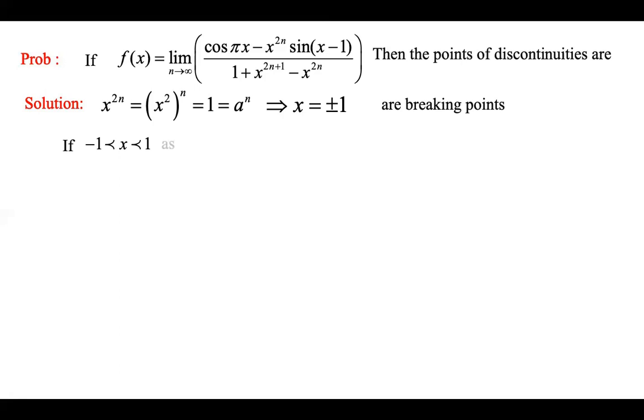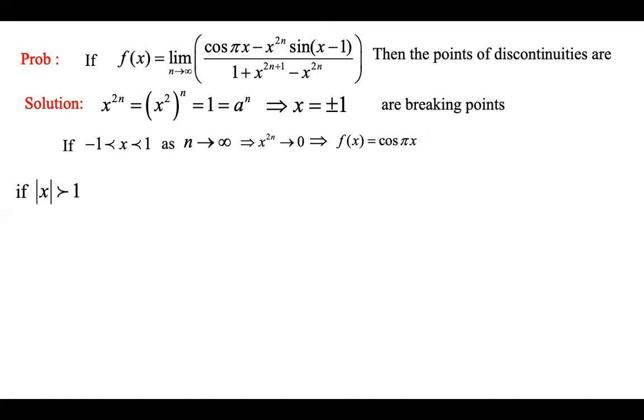When x is in between -1 to +1, as n tends to infinity, x square will be from 0 to 1, and its power x to the power 2n will tend to 0. Therefore, my f of x: you substitute x to the power 2n equal to 0 in the problem. In the numerator, cos πx minus x to the power 2n, that part is 0, and in the denominator only 1 is left. Therefore, its value is cos πx when x is in between -1 to +1.